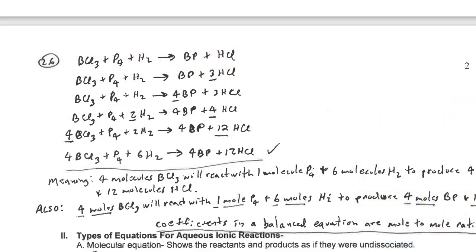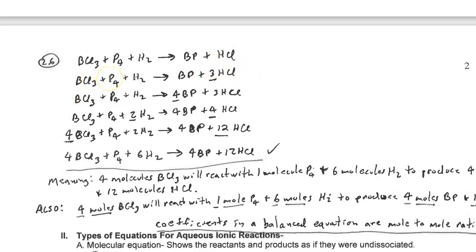Well, let's try. Okay, so where are we going to start? Well, let's start with borons, I guess. So how many borons over here? 1. How many borons over here? 1. No problem. Let's move on. How many chlorines? 3. How many chlorines over here? 1. How can I fix that? Well, I can put a 3 over here in front of the HCl. And that gives me 3 chlorines over here and 3 chlorines over here.